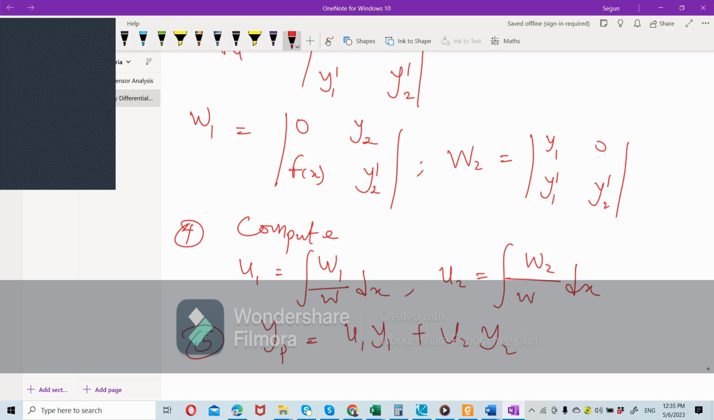Any question? Okay, let's look at the example. Sir, this method will make it easy to solve the non-homogeneous equation? Yeah, exactly. Because once you have solved the homogeneous one, you will be able to solve the non-homogeneous one. Remember?